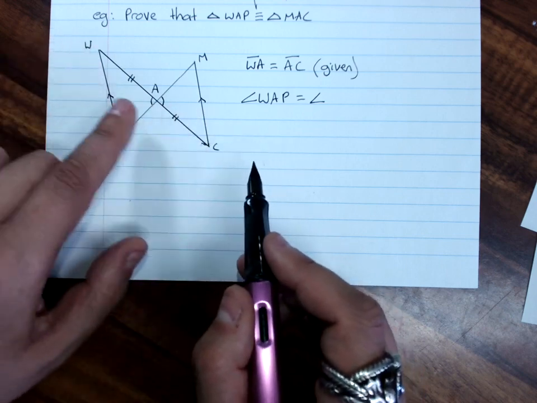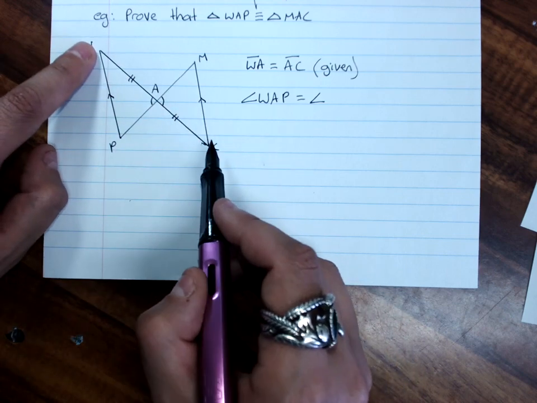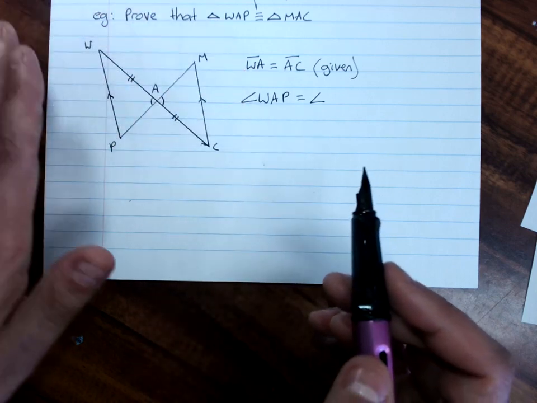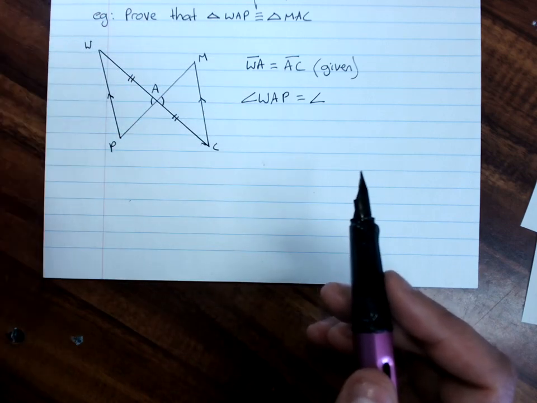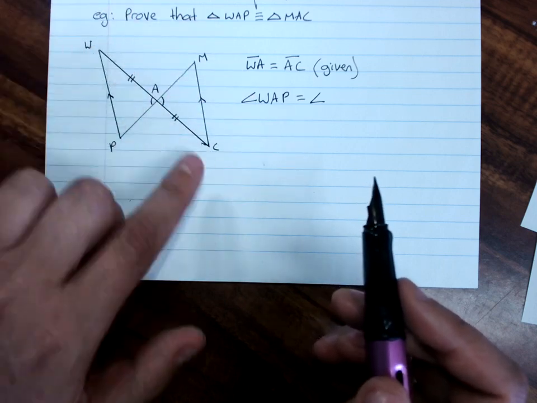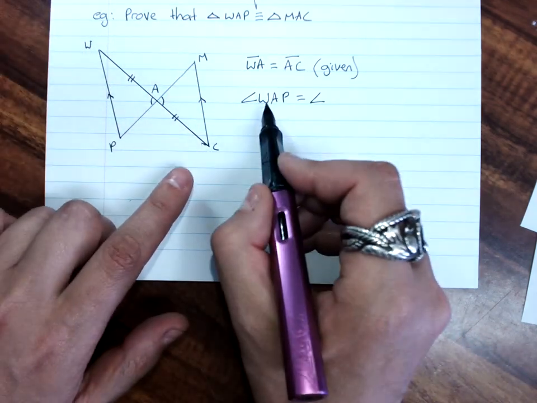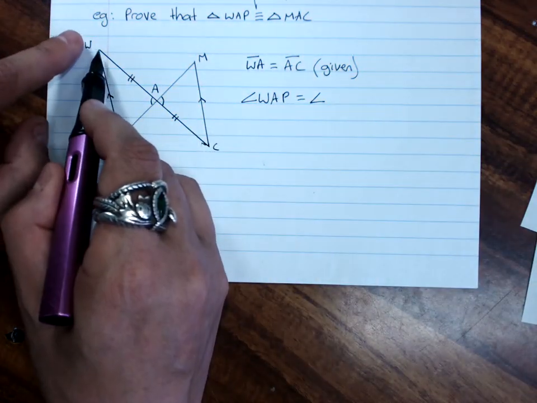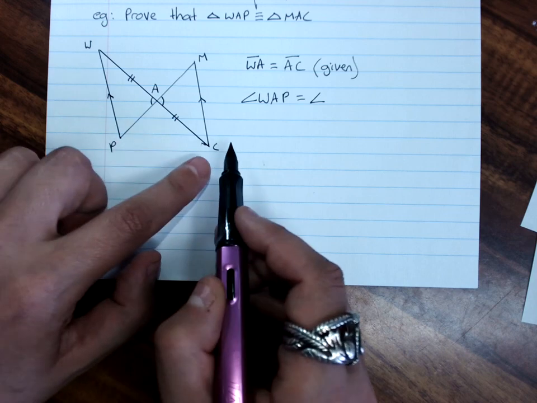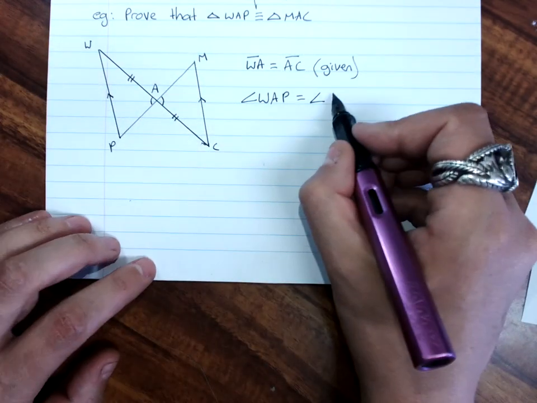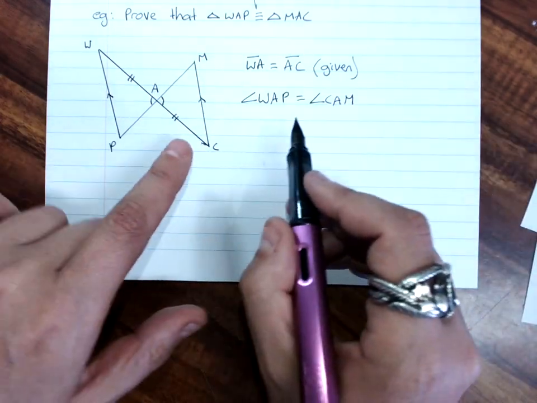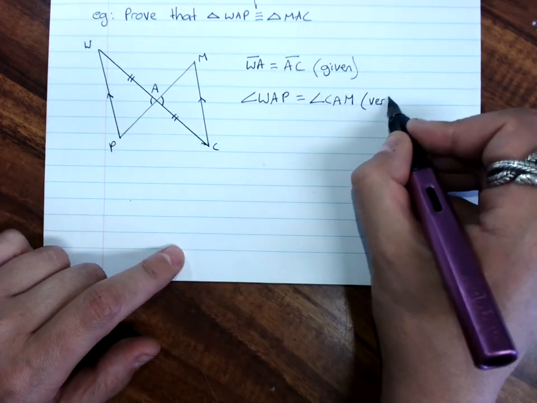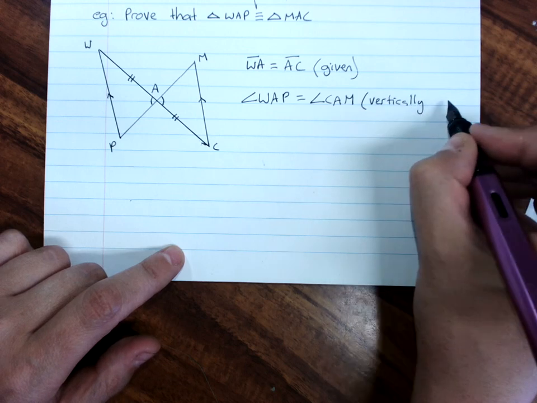In vertically opposite triangles like this, that angle there corresponds to that angle there. You think of it as being rotated around. It's not flipped, it's rotated. That would end up here. So keeping the letter order is pretty good form. I said W-A-P, so I'm going to go C-A-M. Now, I know those two are equal because they're vertically opposite angles. And I say that.